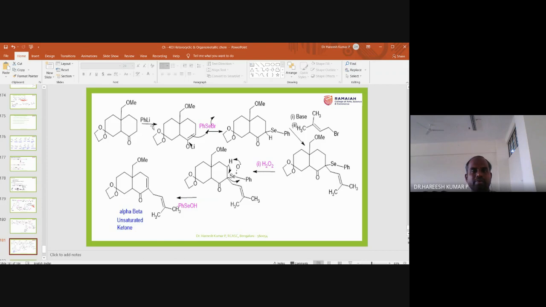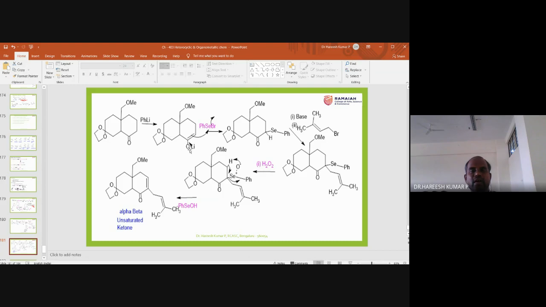So here what is happening? Ph minus, Ph means phenyl anion, can capture a proton present here, the alpha proton. When there is a capture of the proton, what will happen? There will be an anion formation. That anion can come over here and this can fix a proton. So that is how a compound is obtained.